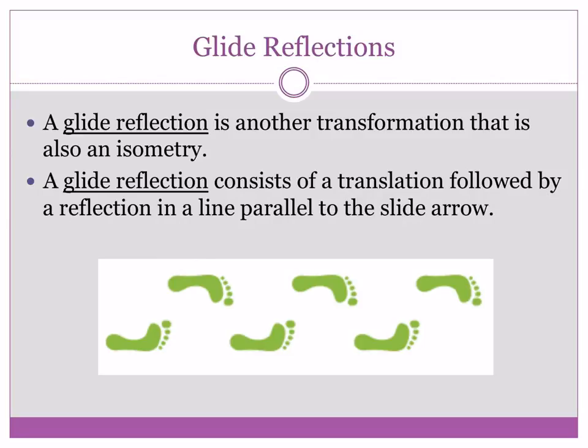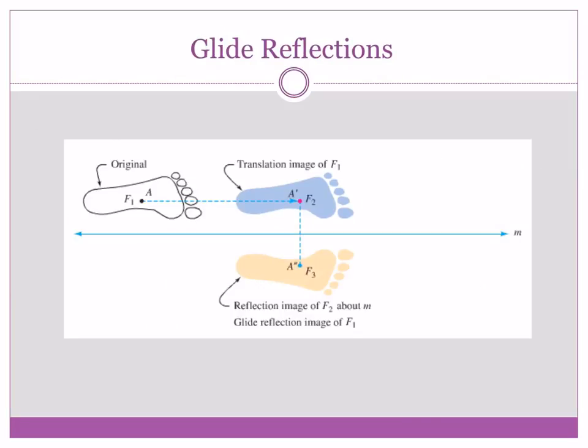So a glide reflection consists of a translation. What is translation? A shift. It's a slide, shift or a slide, followed by a reflection. That's a flip. We just did that one, right? A reflection. And the reflection has to be in a line parallel to the slide arrow. So the footprints here are an example of a glide reflection. Okay? So let's go to the next slide, and it'll talk a little bit more about the glide reflection.